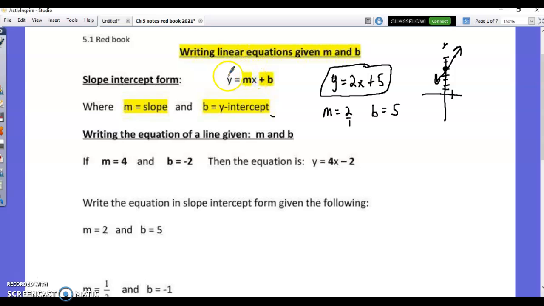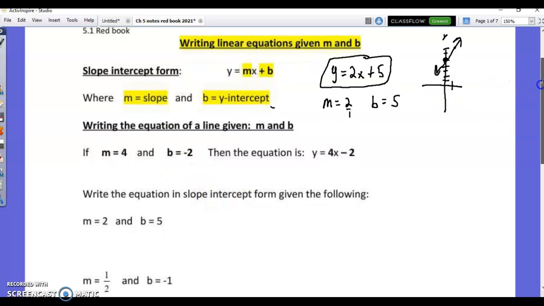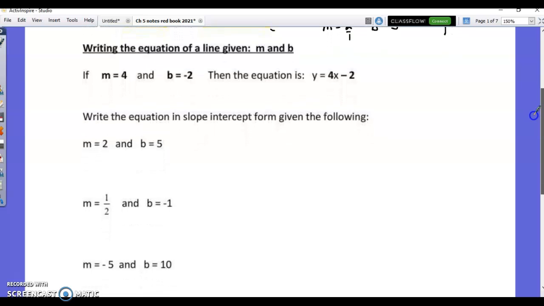Our y and our x are always going to be changing because our x is our input, and whatever your input is determines what your output is. So these are just going to remain variables, our y and our x. So for example, if I have m = 4 and b = negative 2, the equation will be y = 4x, because that's my m, minus 2, because it is a negative 2. So the standard form is y = mx + b, but this plus can be a minus if our y-intercept is a negative. All right, so these are just some examples of how we would do this.